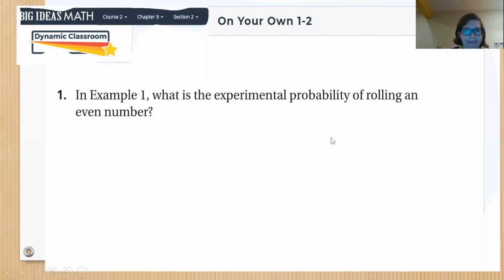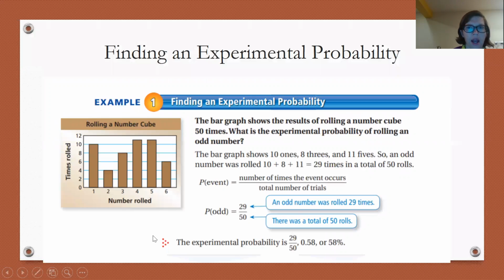All right, so we are going to look at our new problem number 1 from Big Ideas Math. So this problem says in example 1, what is the experimental probability of rolling an even number? So we're going to go back a slide and look at, remember this was example 1, right? So we found out the experimental probability of rolling an odd number. Now we are looking at rolling an even number. So we're using the same data, right? But we're looking at even instead of odd.